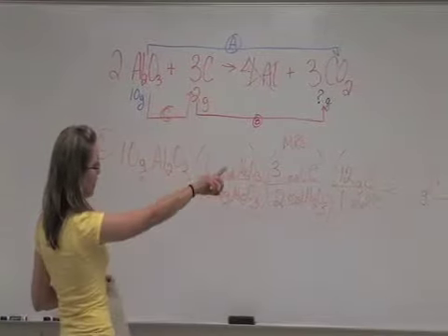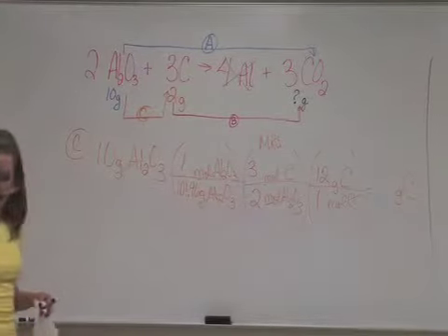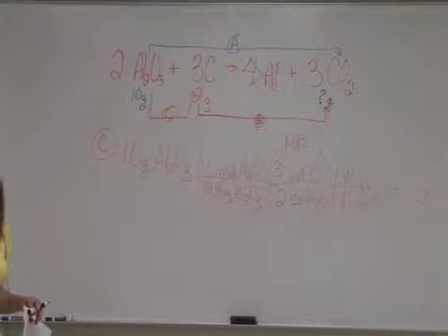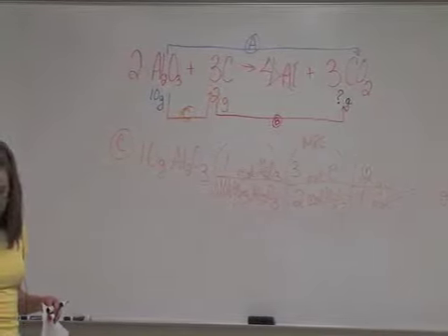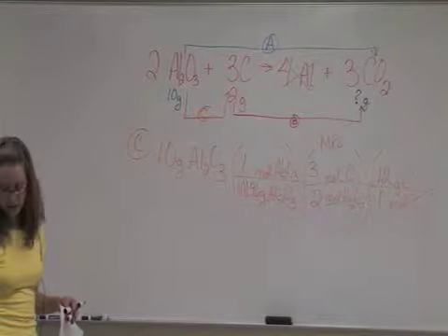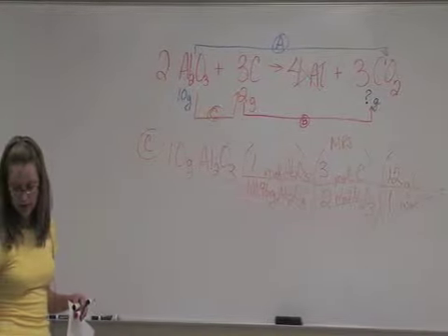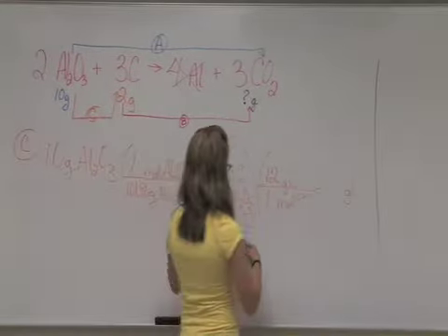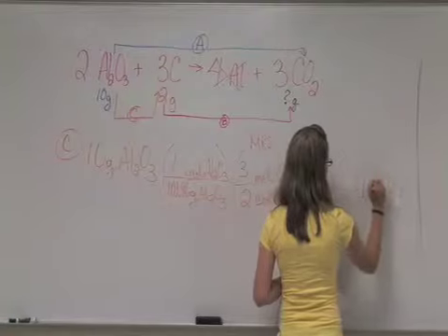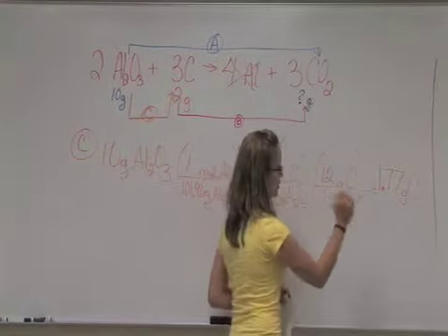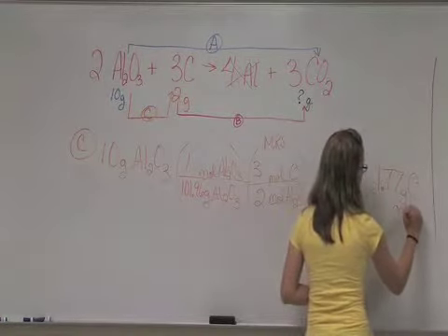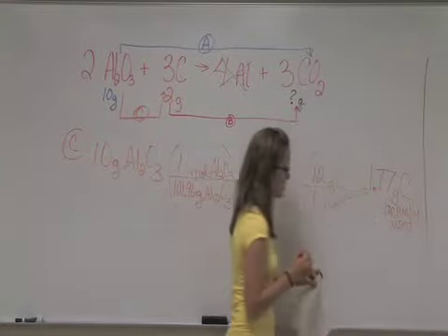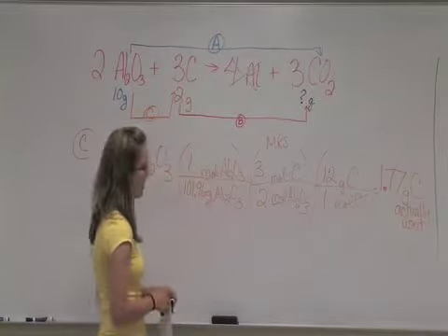Okay, if there's a number in the top, you multiply. If there's a number in the bottom, you divide. So you take 10 divided by 101.96 times 3 divided by 2 times 12. 1.77 grams of carbon actually used, which doesn't answer our question of how much of the excess reactant is left over.